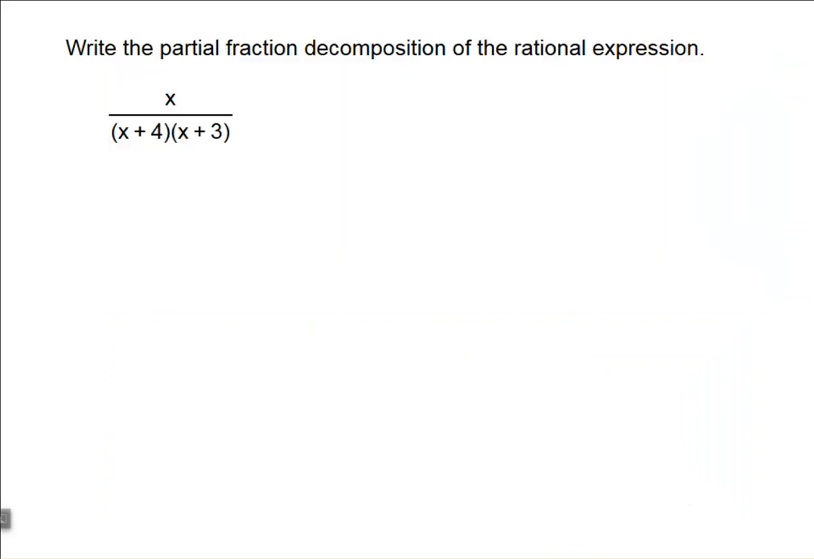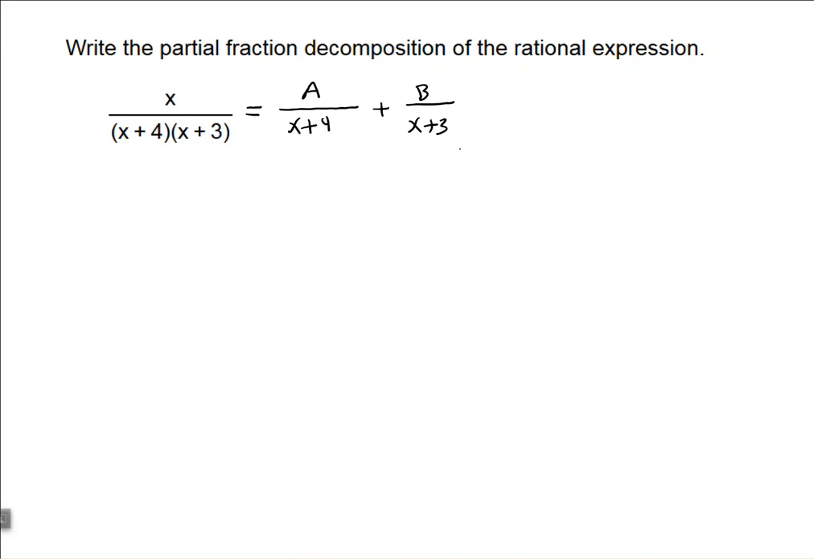We want to write the partial fraction decomposition of this rational expression, which is x over x plus 4 times x plus 3. The first thing that we want to do is to create an equation out of what we have. You see we have two factors in our denominator. So I will have a over x plus 4 plus b over x plus 3.